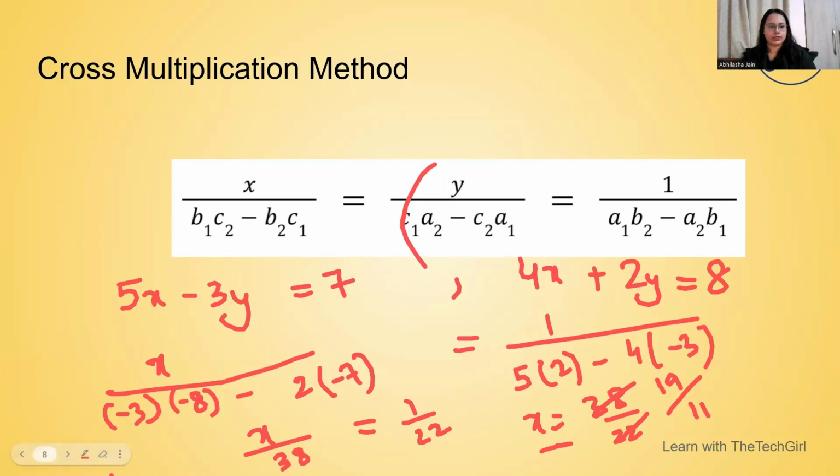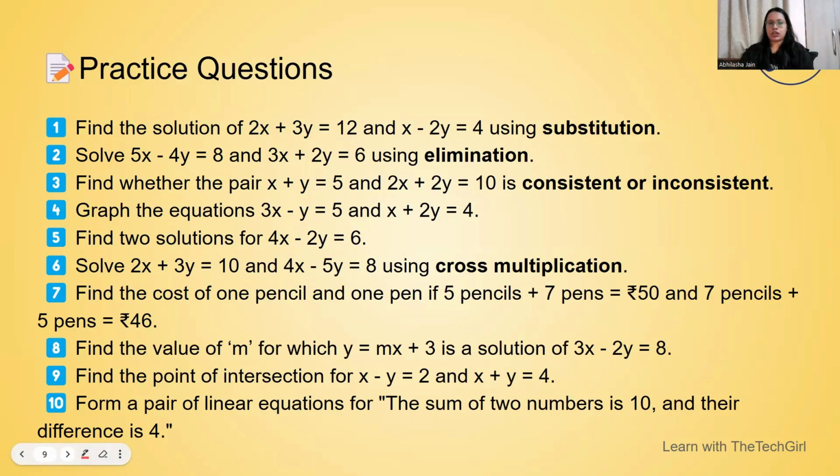Okay. So great job today. That's all for today. Let's recap what we learned quickly. We did linear equations in two variables. So when the highest degree of equation is 1 and we have two variables in the equation, it is called linear equations in two variables.